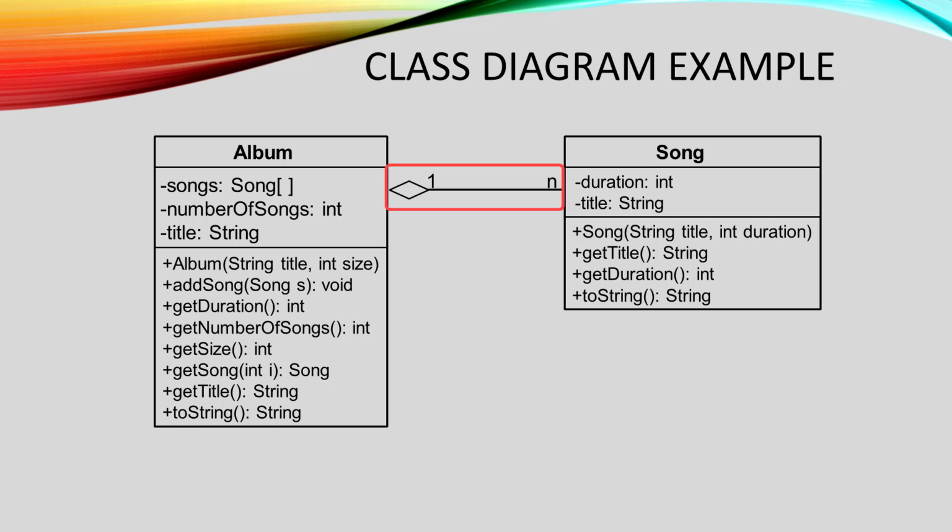The arrow between the classes shows that one class, the side with the diamond, contains instances of the other class. So our Album class will contain songs. The numbers on that line show the multiplicity of that relationship. One album contains n songs. That means an album can contain any number of songs.